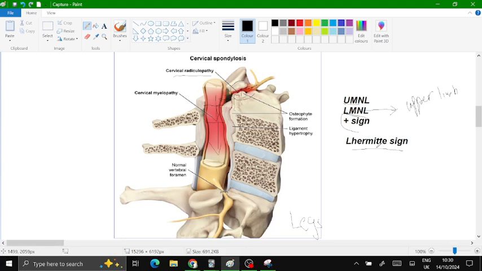And then the sign, what is Hermit sign? It is when you ask the patient to flex their neck. So flexion will cause more compression on the spinal cord, and the patient will feel like a sudden electrical shock sensation that will go down the patient's back. So anytime you see these three signs together in the exam, then that's definitely spinal cord compression.